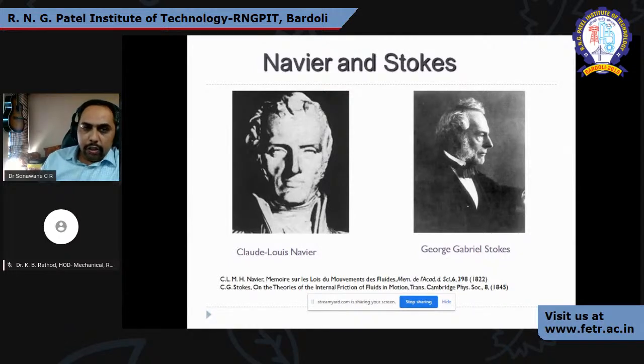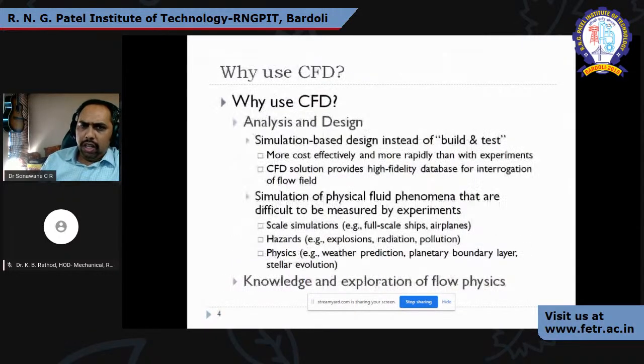Once we're done with the equations, the next question is: why use CFD? Why do I need to solve those partial differential equations? Why should I go and use all those kinds of software? Am I motivated enough to use CFD? So here is your answer. Why use CFD? CFD is mainly used for two purposes. The first one is analysis and design, and the second is knowledge and exploration of the flow physics.